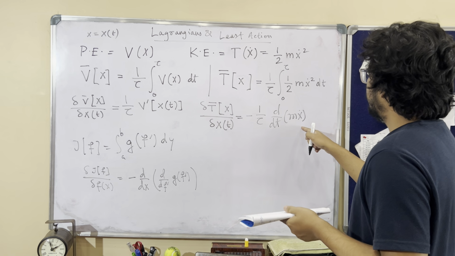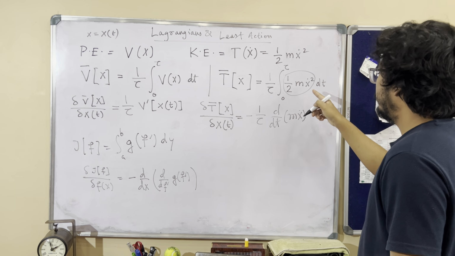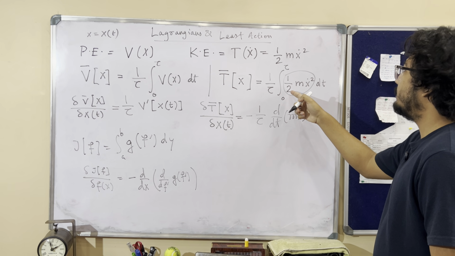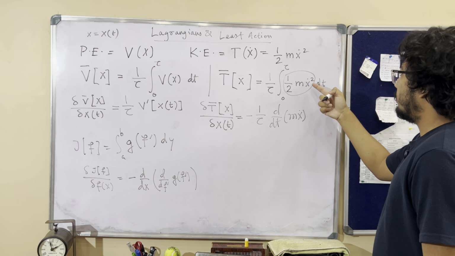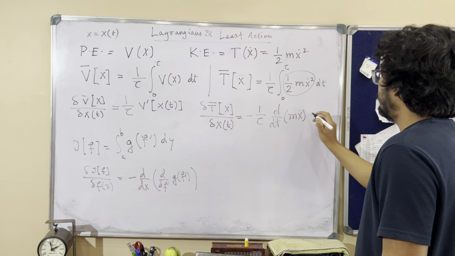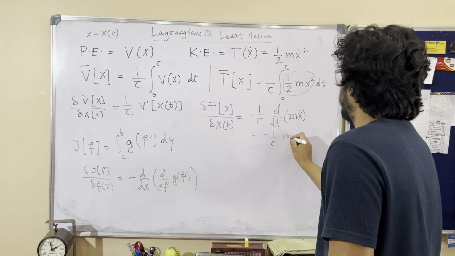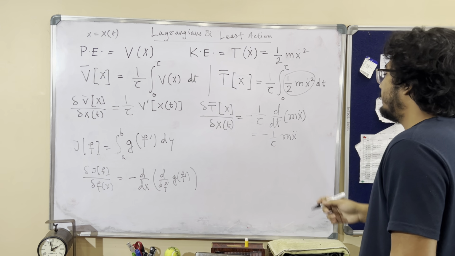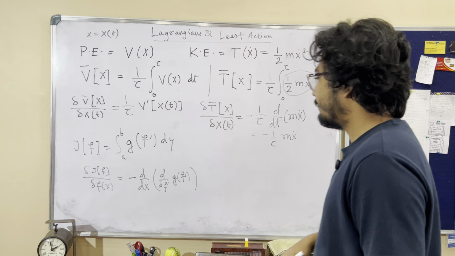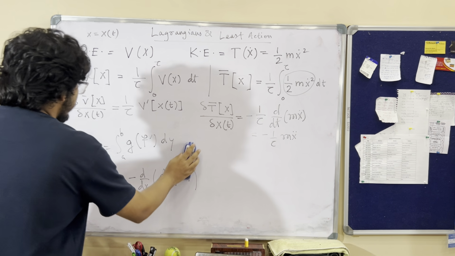m x dot is nothing but differentiating this thing with respect to x dot, so the 2 will come back here and cancel the 2 in the denominator. So we will have m x dot, which I've written here, and this will be equal to minus 1 over tau m x double dot, keeping in mind that our m in this case is constant. So I'm going to erase this.